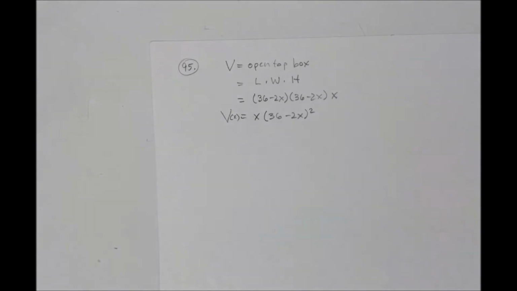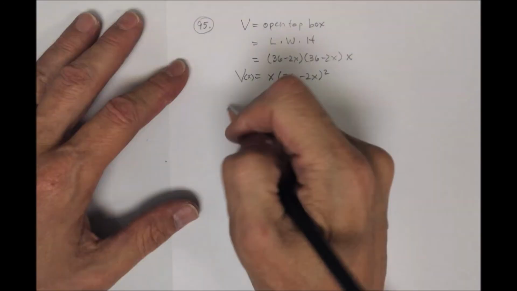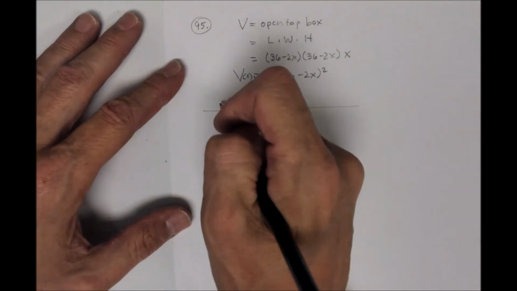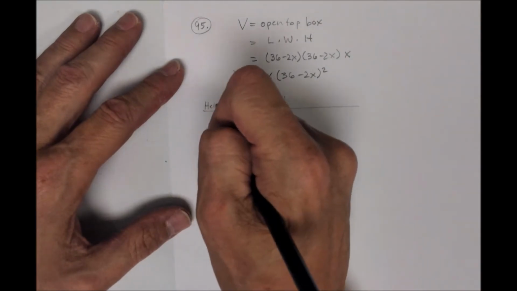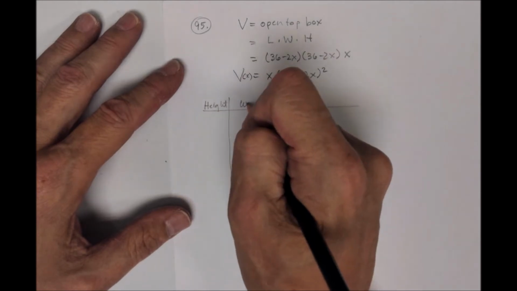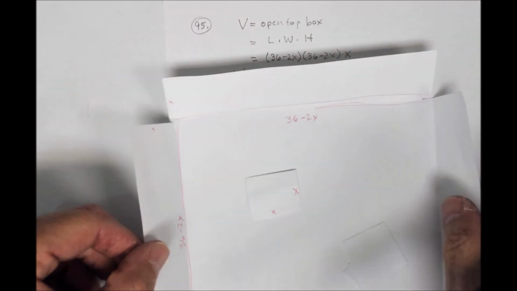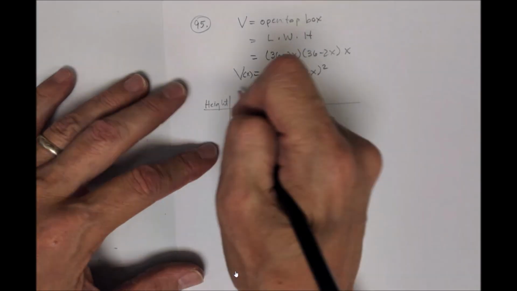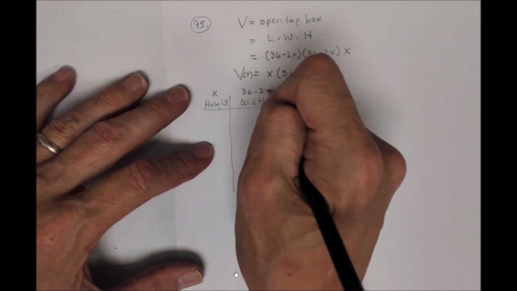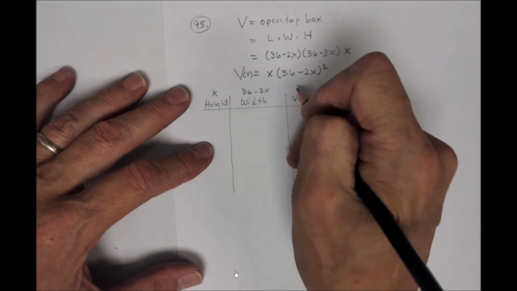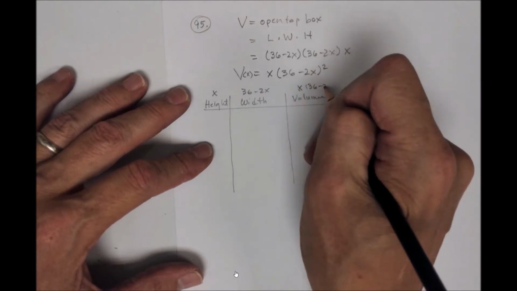Now, what they want us to do to begin with in part A is to complete four rows of the table like the one below. So here's the table. They have three columns. They have height, which is your x. They have width, which is this distance across here, 36 minus 2x. This is x. This is 36 minus 2x. And then they have the volume, which is x times 36 minus 2x squared.